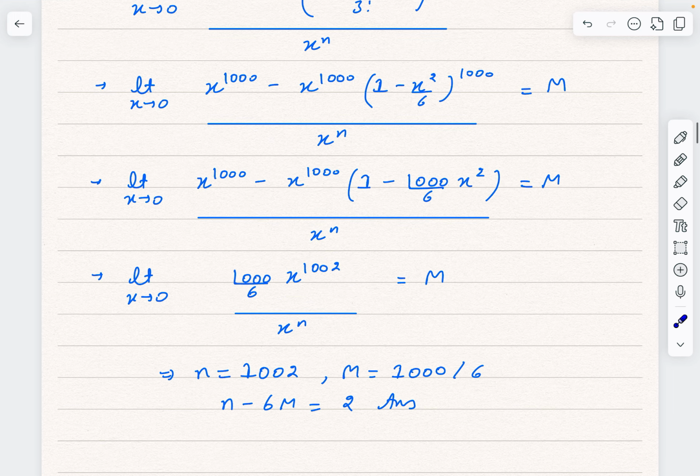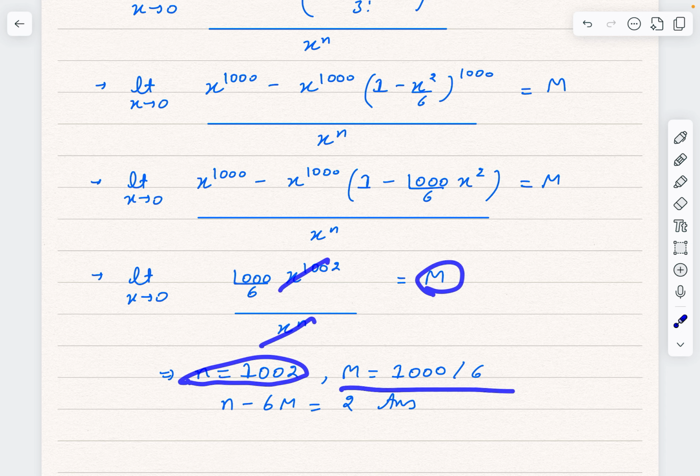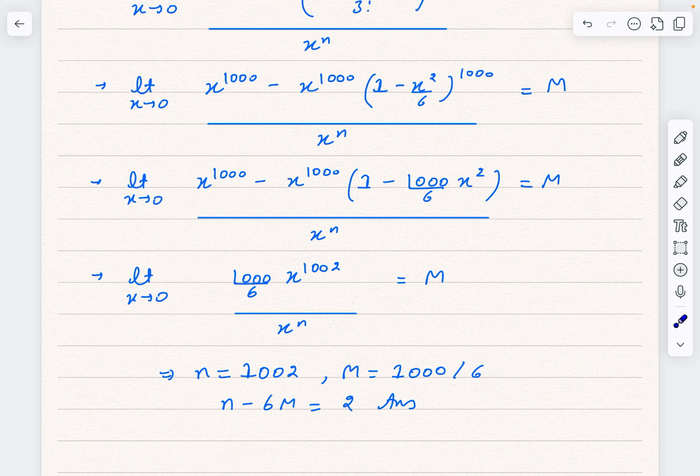So now if I make n as 1002, this and this will get cancelled out and capital M will become 1000 by 6. All the higher powers of x will automatically be 0 then, like when you put x as 0, they all become 0. To cancel out this x power n, we just need the first x only. And that is possible when n is 1002. I hope it is clear, guys. Next.